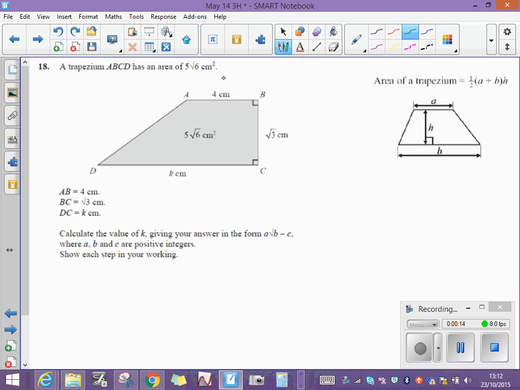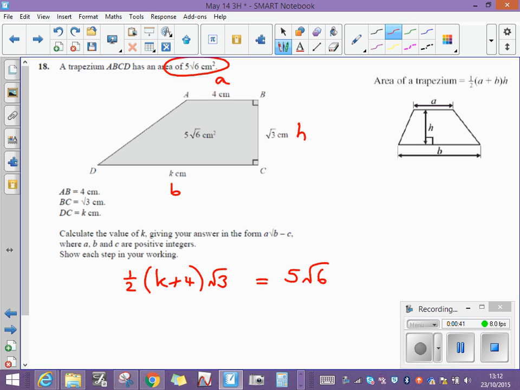Now in this case, A is the 4 up here, so A is 4, and B is K, and the H is this root 3. And we're told that the area of this trapezium is 5 root 6. So using the formula then, a half times A plus B, I'm going to write it as K plus 4, and then multiplied by root 3, that is going to equal the area of the whole thing, which is 5 root 6.